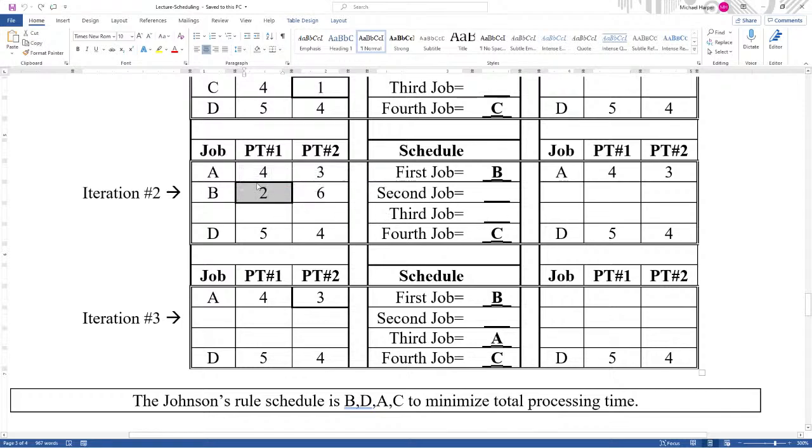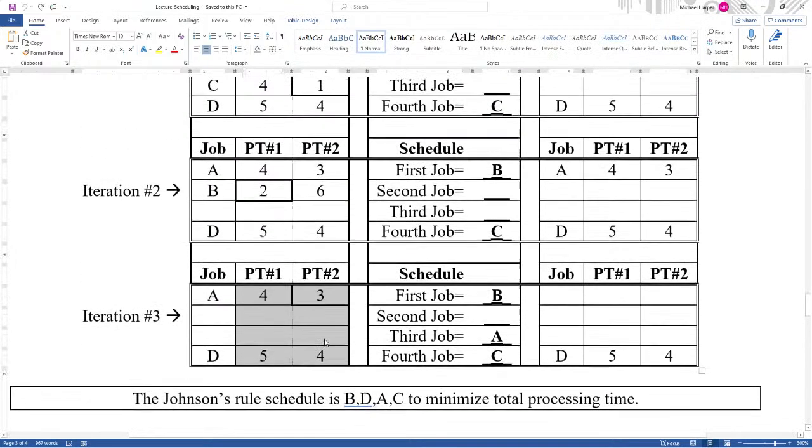Step 2, 2 is on the first server, therefore schedule B in the first available position. There it is, the first job, B. Step 3, eliminate B, go back to step 1 with the 2 remaining jobs and 4 remaining times, which is 4, 3, 5, 4. And let's do it again.